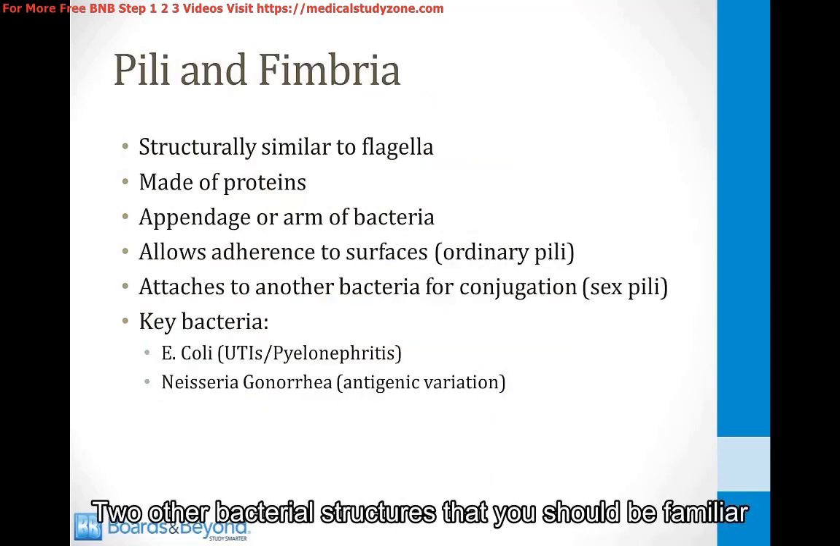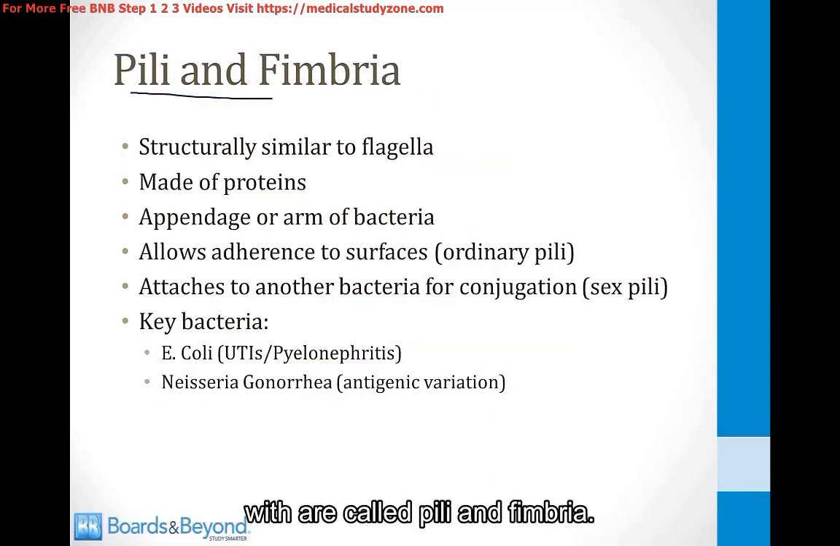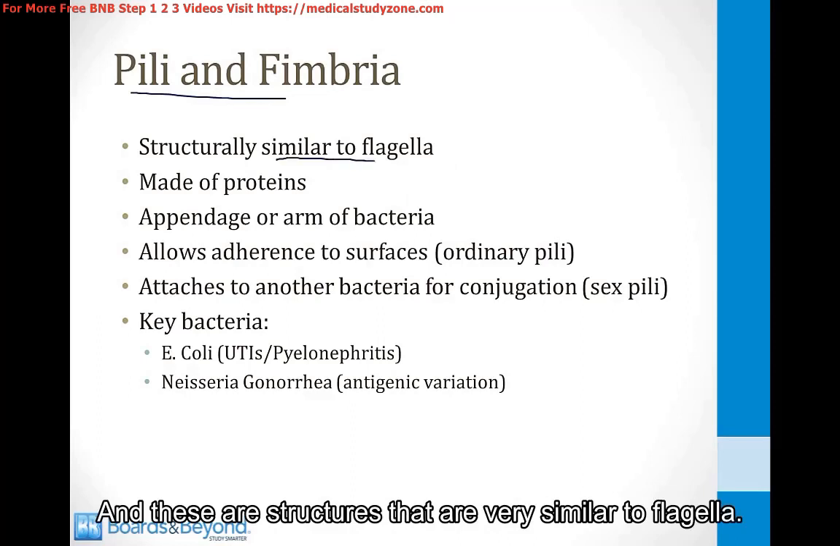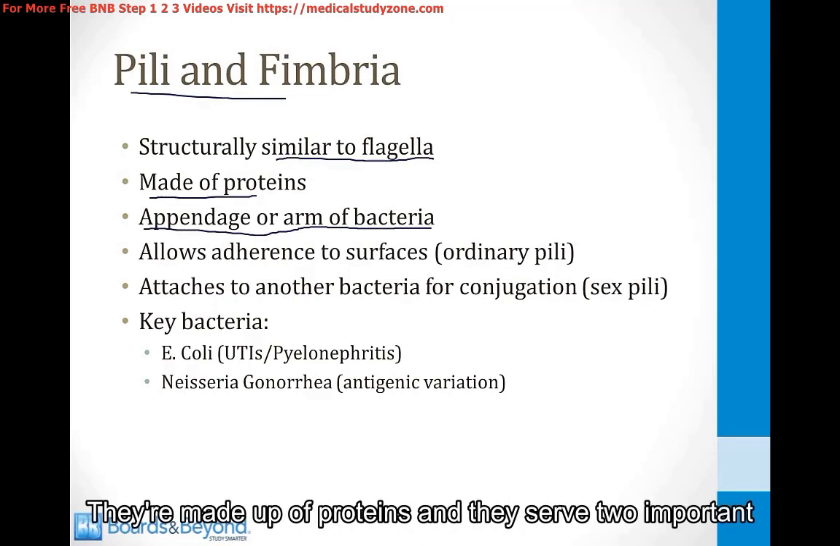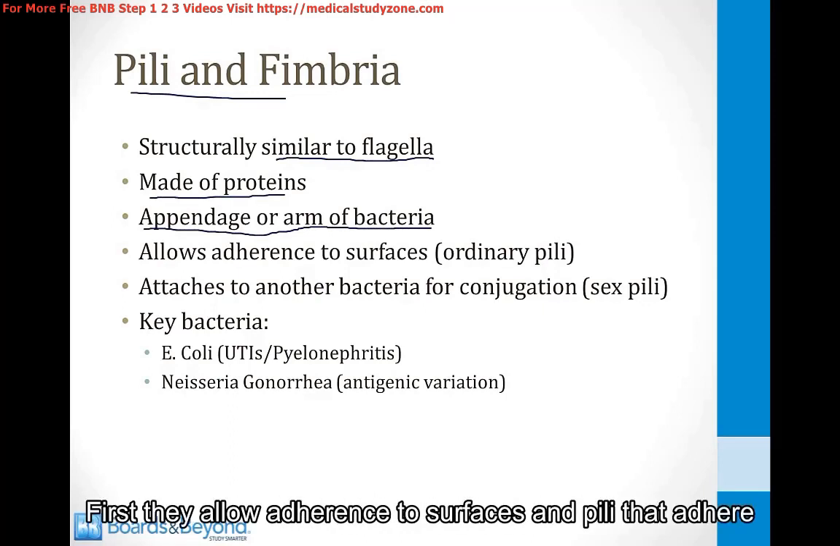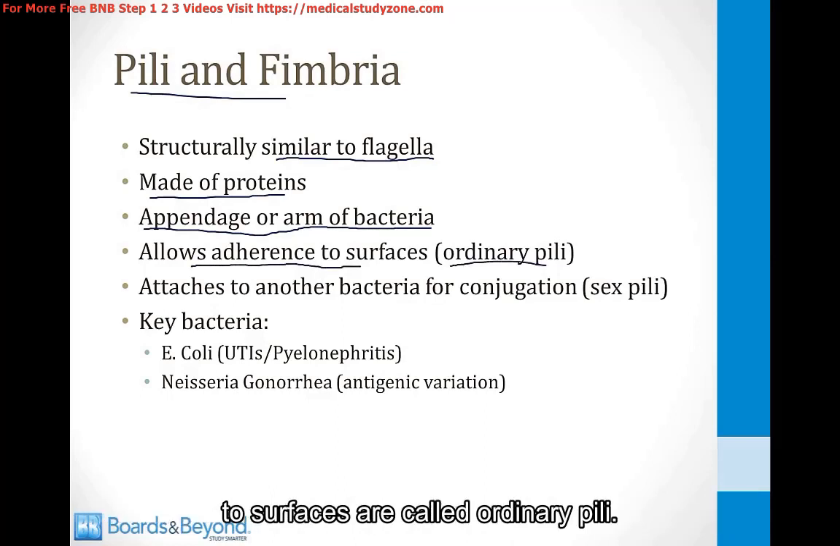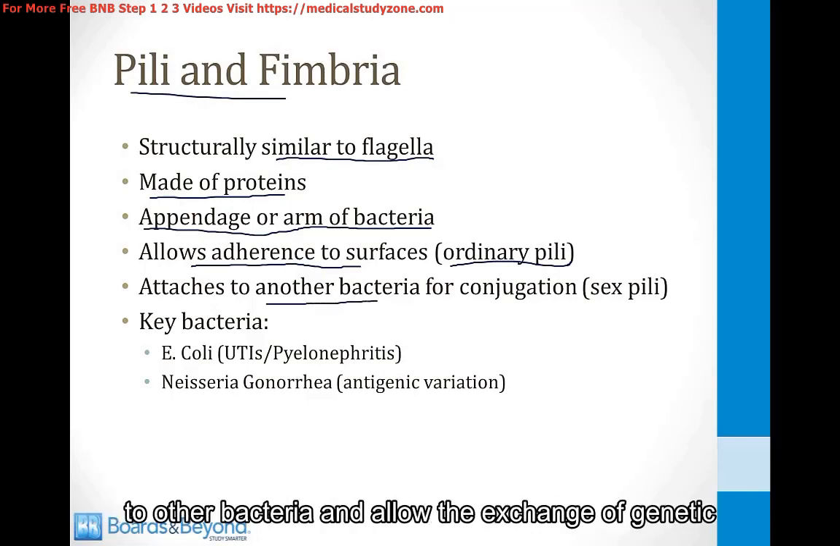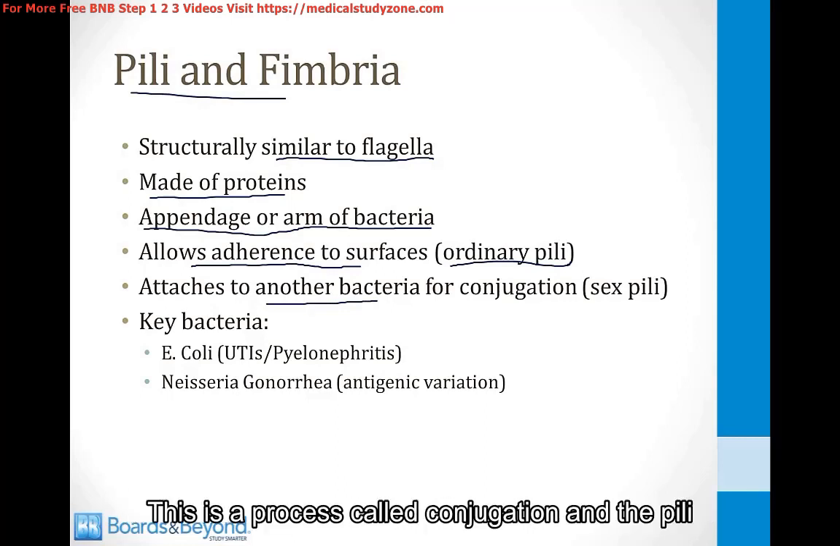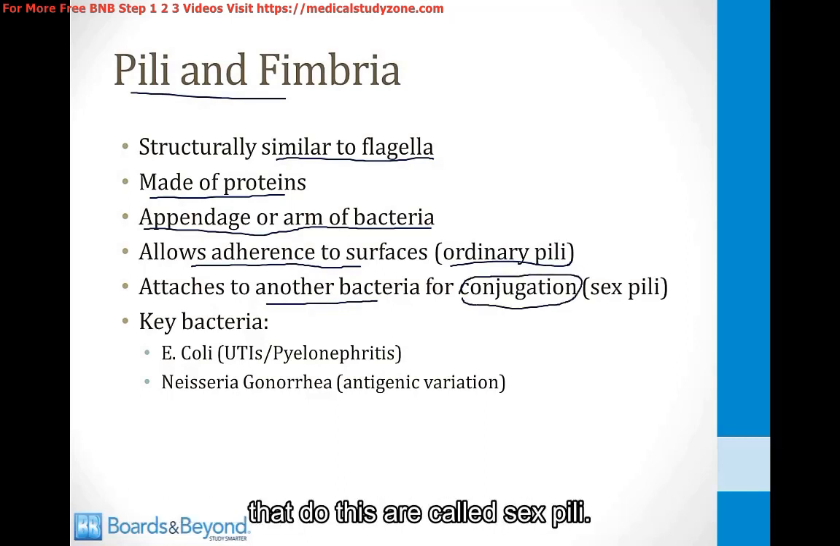Two other bacterial structures that you should be familiar with are called pili and fimbriae, and these are structures that are very similar to flagella. They're little appendages or arms on the bacteria. They're made up of proteins, and they serve two important functions for the bacteria. First, they allow adherence to surfaces, and pili that adhere to surfaces are called ordinary pili. And then second, there are some specialized pili that attach to other bacteria and allow the exchange of genetic information. This is a process called conjugation, and the pili that do this are called sex pili.